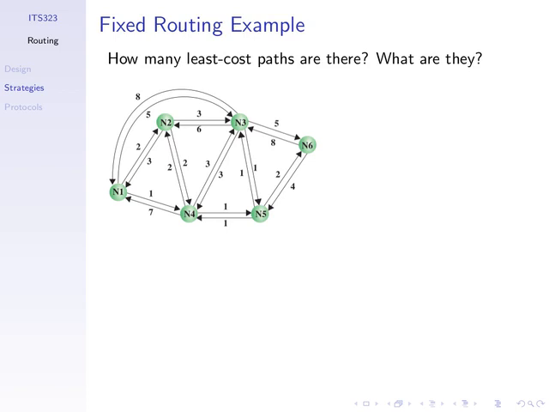Source creates a packet, destination node 6, looks in its table here. To reach node 6, the next node is 4. Send the packet to node 4. Node 4 looks up, source 1, destination 6. Next node is 5, send to node 5. Node 5, next node is 6, send to node 6. We've delivered the packet across the least cost path.